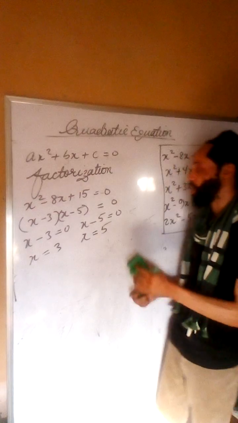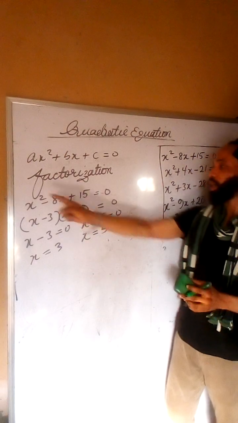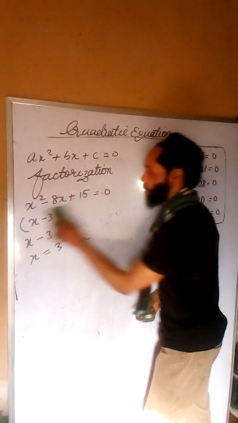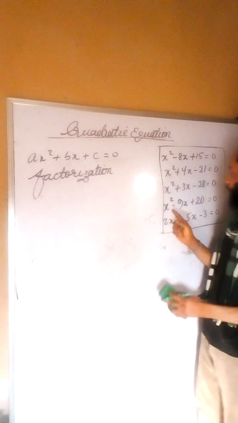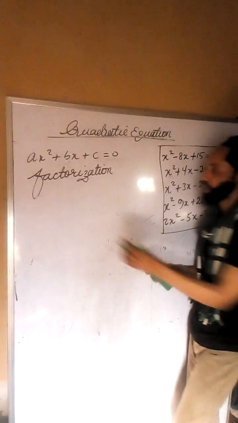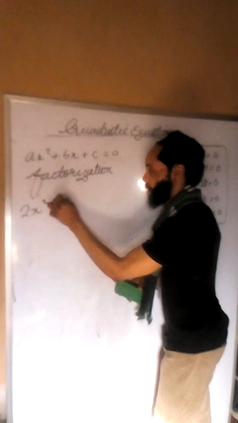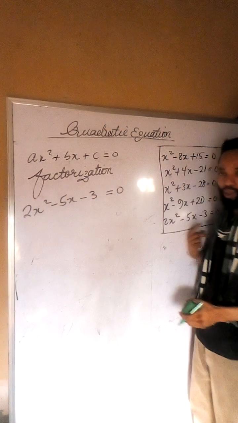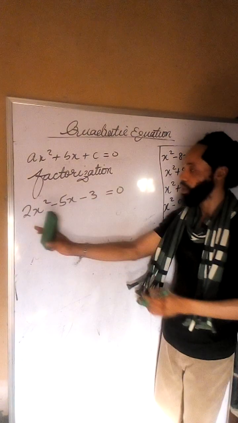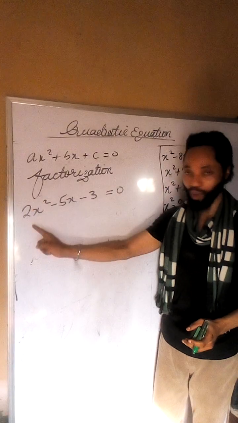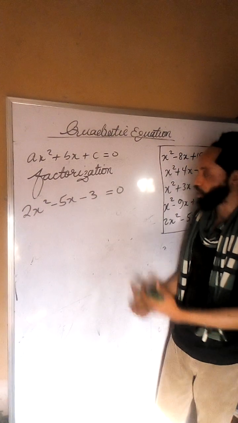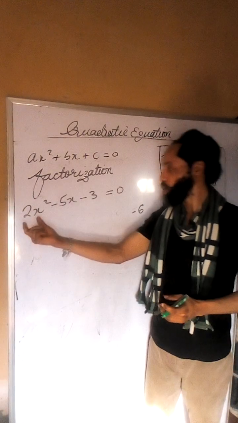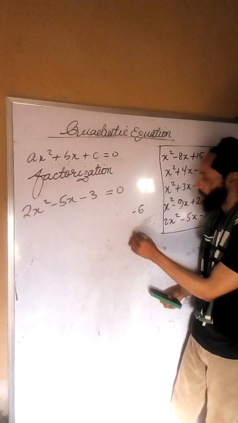Now let's take another example, one where the coefficient of x squared is greater than 1, so that we can see what I'm trying to say. Let's take 2x squared minus 5x minus 3 equals 0. So now let's start. The same thing we did, but now the coefficient is not 1, so some things will be adjusted. 2 times negative 3 is negative 6. Then we take the middle number, which is negative 5.